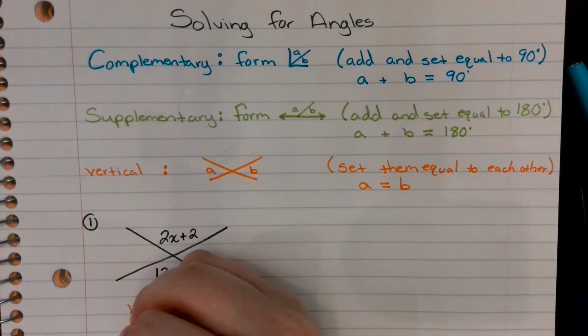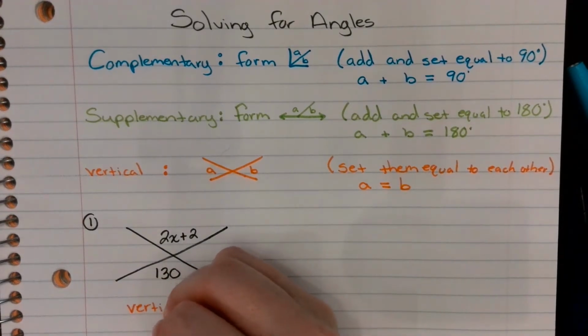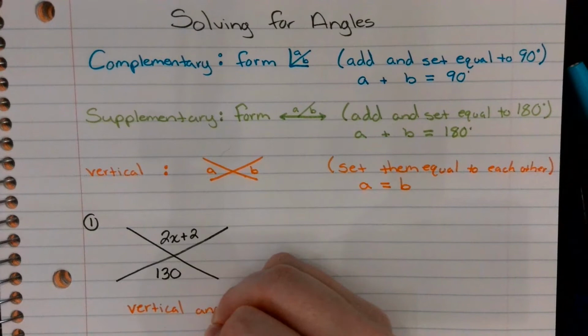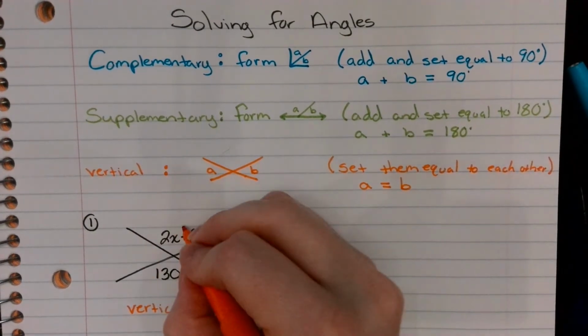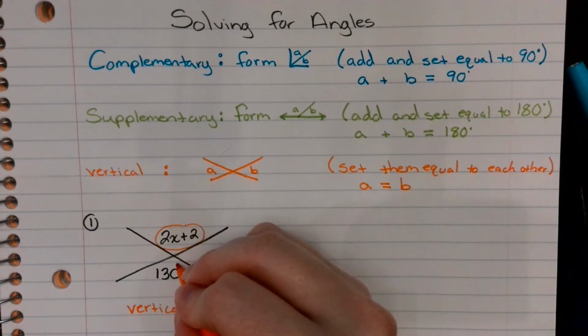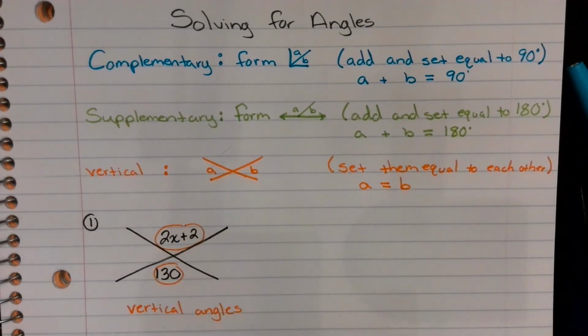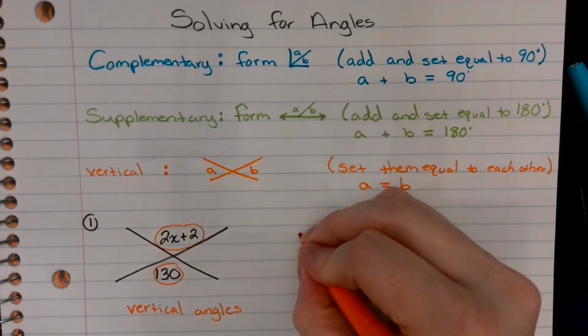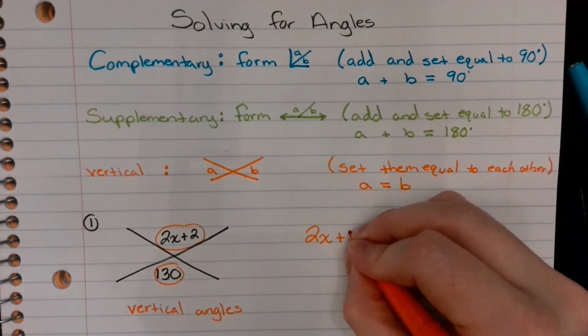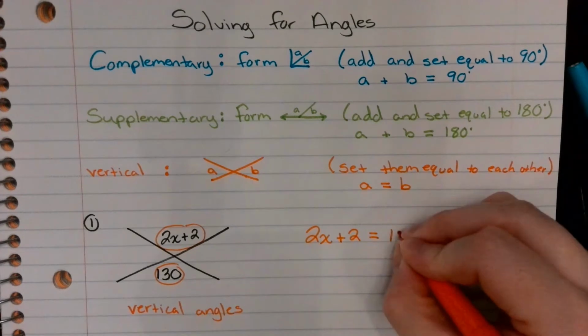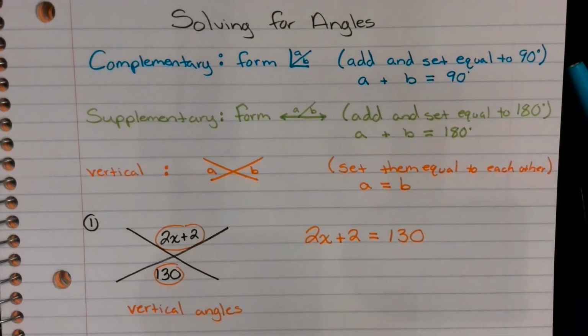I'm going to write that down below, that these are vertical angles, so that way I know the reason that I'm setting it up the way that I do. So these are vertical angles. That means 2x plus 2 is going to be equal to 130. So 2x plus 2 is equal to 130. Then we just go about and solve it, just like we would solve any normal equation.